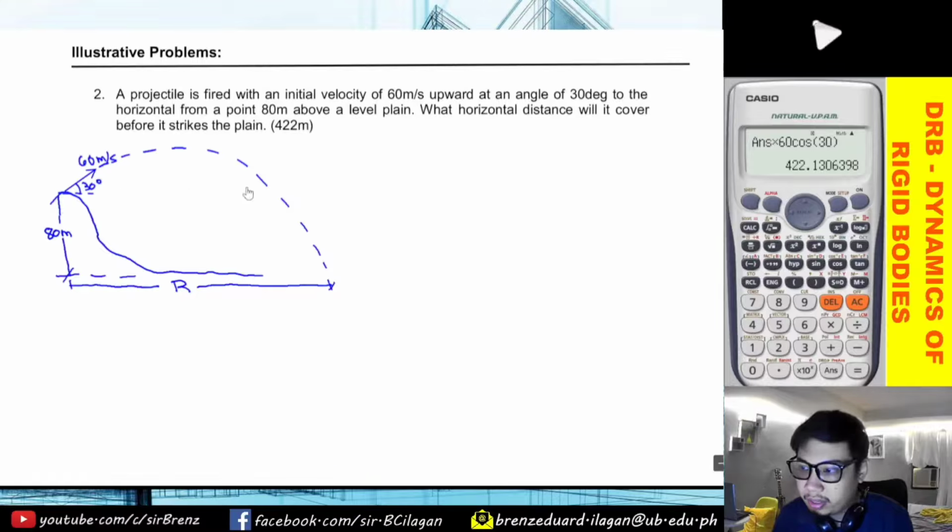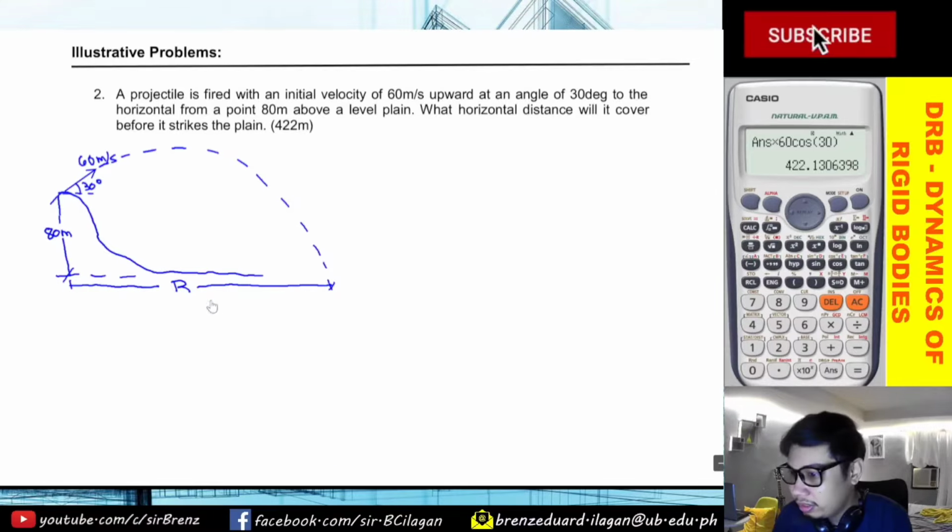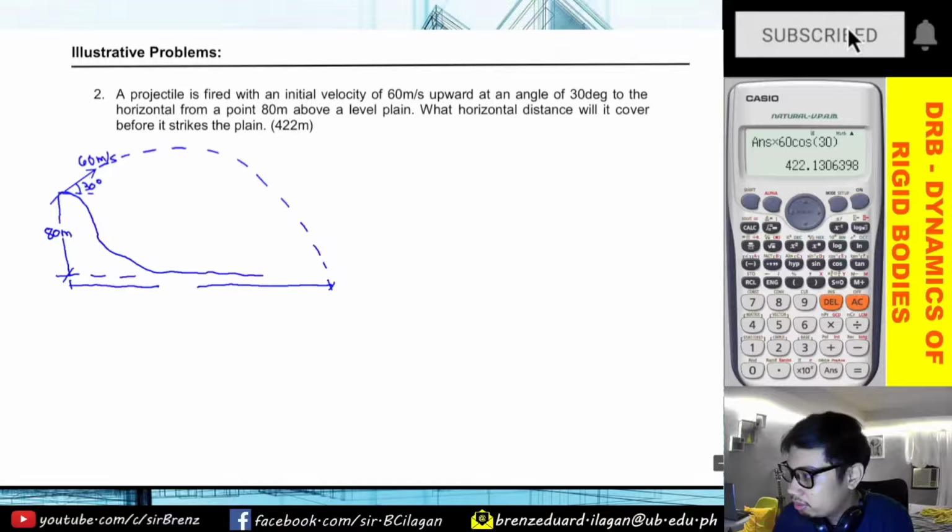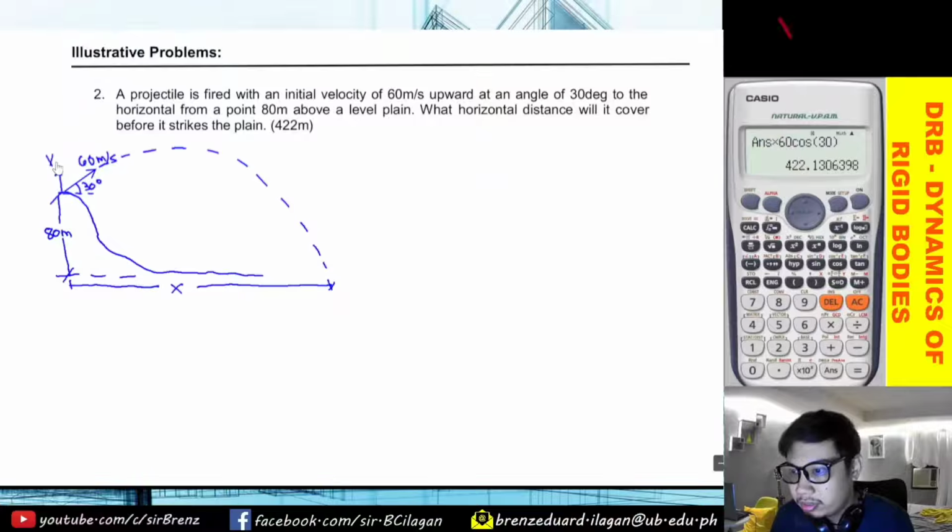Ang R kasi ito level plane. So, mali to. I-denote ko na lang to as X, okay? Ayan, so denote natin siya as X, okay? So, ito yung Y component niya. Sige, solve na lang natin separately para hindi nag-overlap.